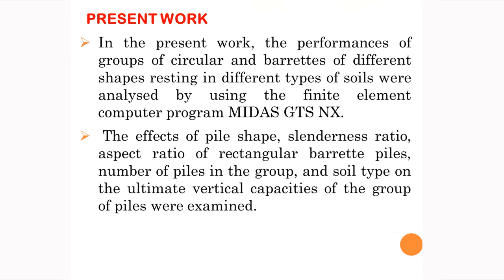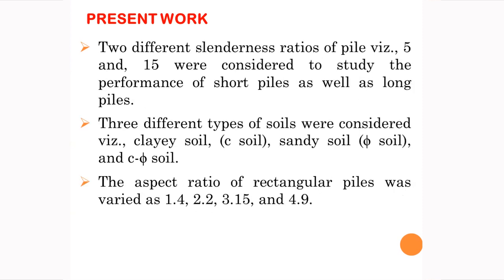In the present work, the performance of groups of circular piles and barrettes of different shapes resting in different types of soils was analyzed using the finite element computer program MIDAS GTS NX. The effect of pile shape, slenderness ratio, aspect ratio of the rectangular barrette piles, number of piles in the group, and soil type on the ultimate vertical capacities of the group of piles were examined. Two different slenderness ratios of the piles, 5 and 15, were considered to study the performance of short piles as well as long piles. Three different types of soils were also considered: clay soil, sandy soil, and C-phi soil.